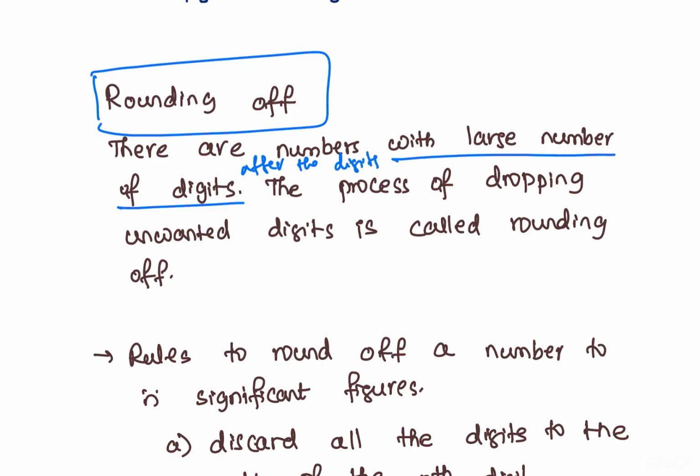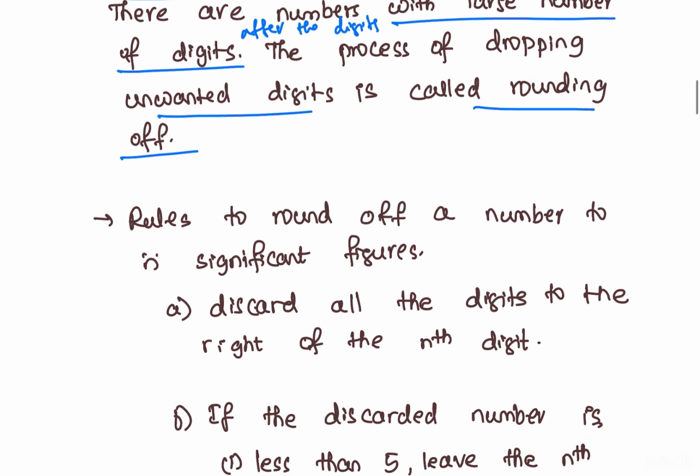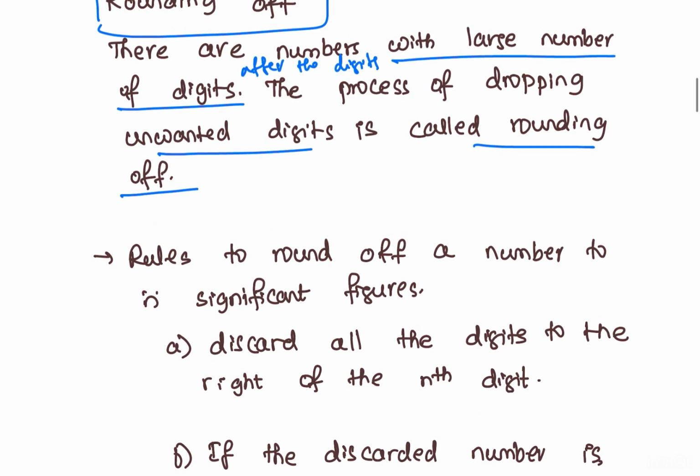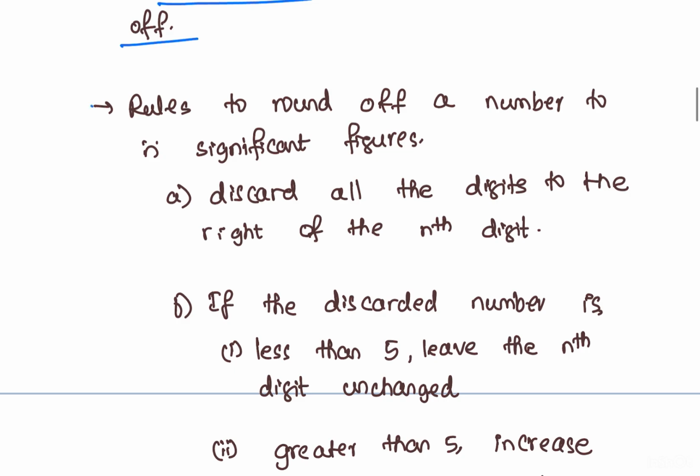So in such cases we have to drop some unwanted digits. That procedure is called rounding off of the given number. Now we have some set of rules for rounding off a given number. So we will see the rules for rounding off a given number into n significant digits. N significant digits means there will be only n digits after the rounding off.